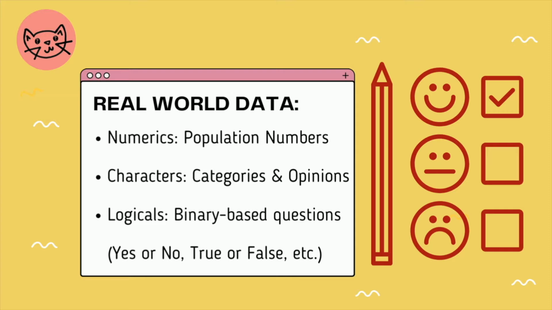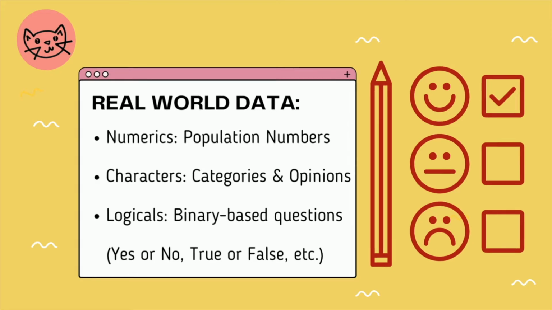For example, if we were to publish a survey and collect responses from a set population, we employ various data types in the questions that we ask, from using numerics to collect population numbers, characters to create categories and collect respondents' opinions, and logicals to ask binary-based questions, like having only yes or no options. Therefore, it's important to know how to use and create data frames and lists within our R programs to be able to handle such complicated and nuanced real-world data.